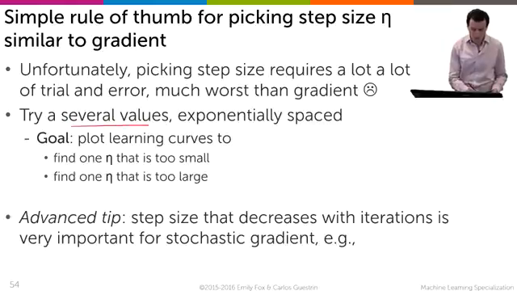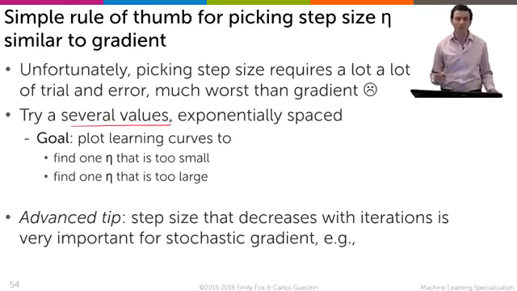But we just try several values, exponentially spaced from each other, and try to find somewhere between an eta that's too small and an eta that is too big, and then find one that's just right. And I mentioned this in the gradient section, but for stochastic gradient it's even more important.